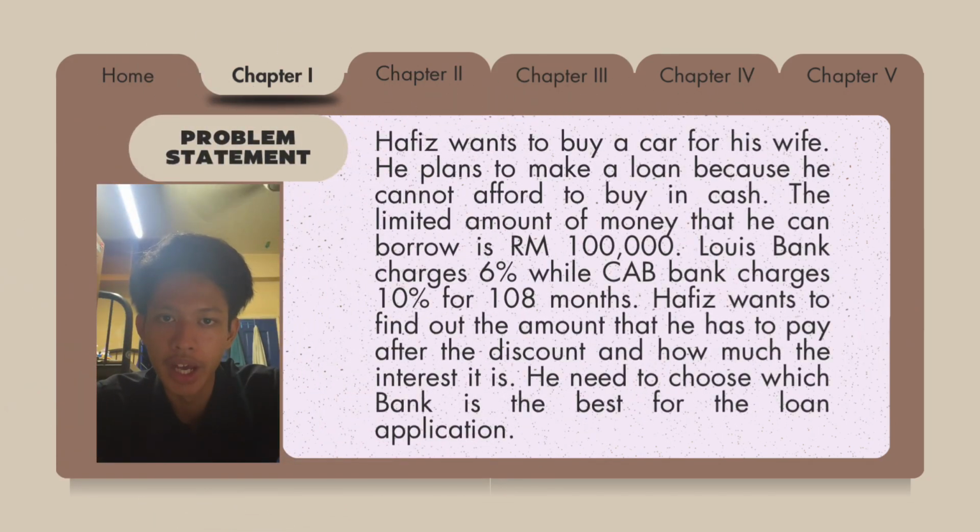Problem statement. Hafiz wants to buy a car for his wife. He plans to make a loan because he cannot afford to buy in cash. The limited amount of money that he can borrow is 100,000 ringgit Malaysia. Louis Bank charges 6% while CAB Bank charges 10% for 108 months. Hafiz wants to find out the amount that he has to pay and how much the interest is. He needs to choose which bank is the best for the loan application.